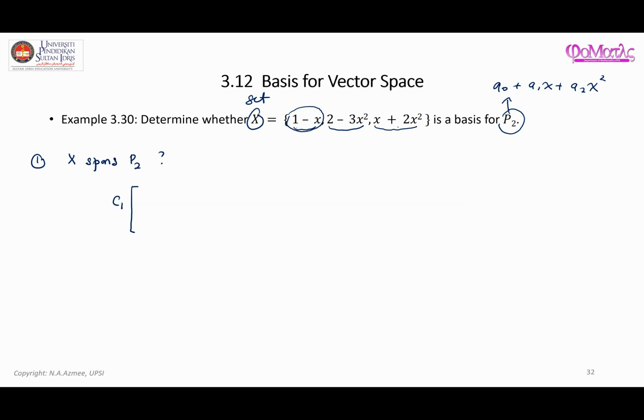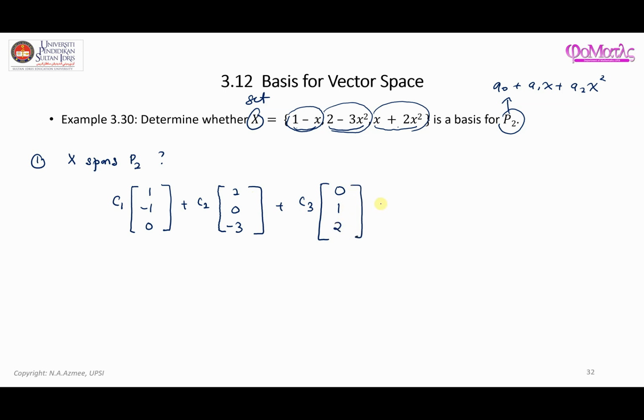So that would be, for position constant, it will be 1. For position x, it is -1. For x squared, there is no x squared, so it is 0. Okay. Next, the second vector is this one over here. So for constant, the value is 2. For x, there is no x, so 0. For x squared, it is -3. And for the third one here, we have value 0 for constant, 1 for x, and 2 for x squared. And those lead to having results that can be represented as x, y, and z. So again, the objective here is to see whether we can find values for C1, C2, and C3.